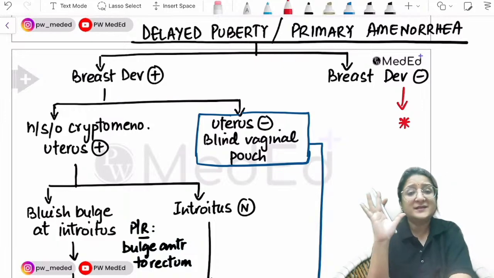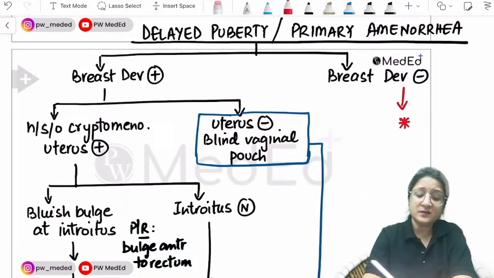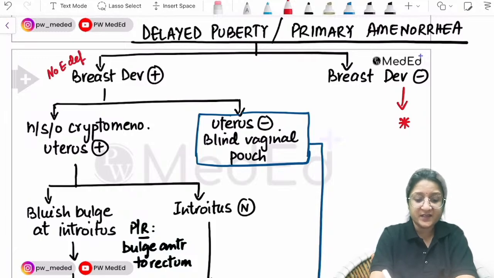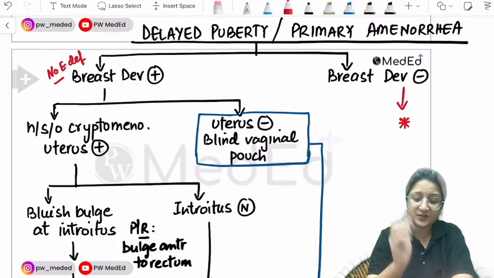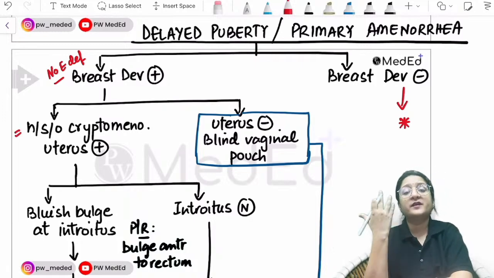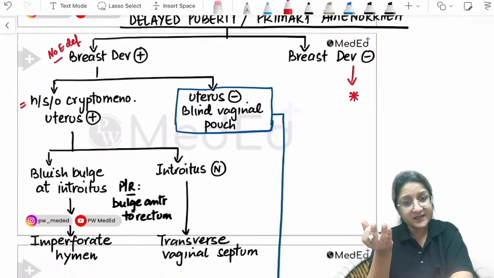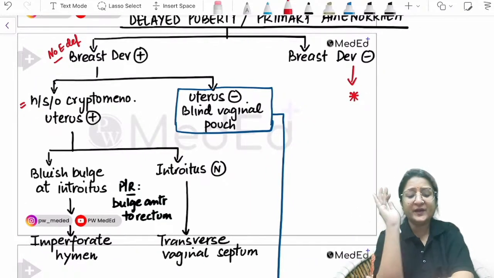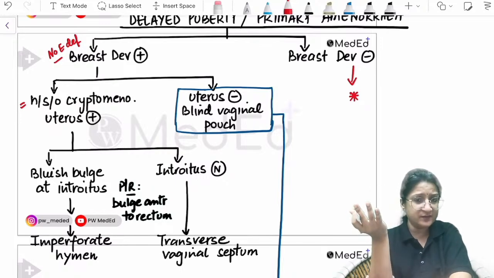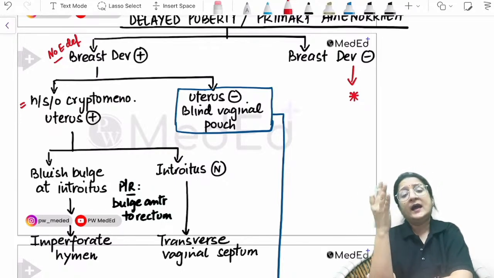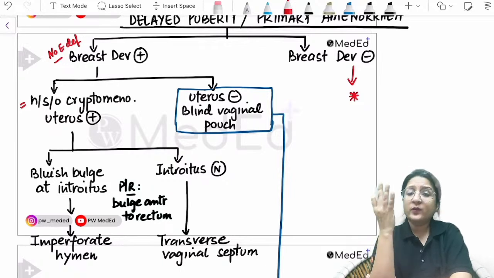So breast development is the first thing that you see, whether present, whether absent. If the breasts are well developed, that means there is no estrogen deficiency; estrogen is present. If there is history suggestive of cryptomenorrhea and the uterus is present, check for the bluish bulge at the introitus. If there's a bluish bulge at the introitus, it is an imperforate hymen, a fairly evident clinical diagnosis. Or on per rectal examination, a bulge can be felt anterior to the rectum.